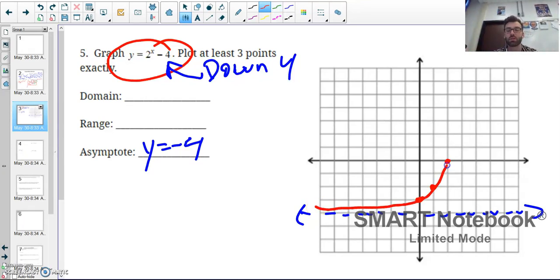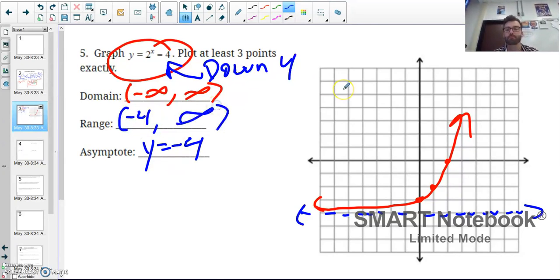All right, so here is your graph. Domain: if I put an x value in, it's always going to spit out a y value. So negative infinity to infinity. If I have a horizontal asymptote, then my range is from that horizontal asymptote to infinity. All right? We are flying.